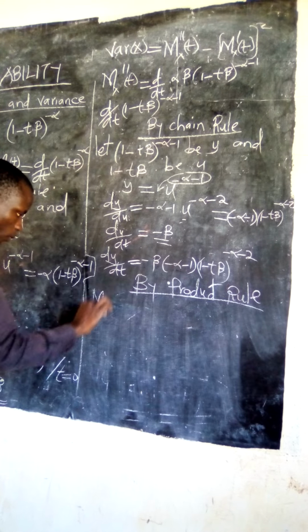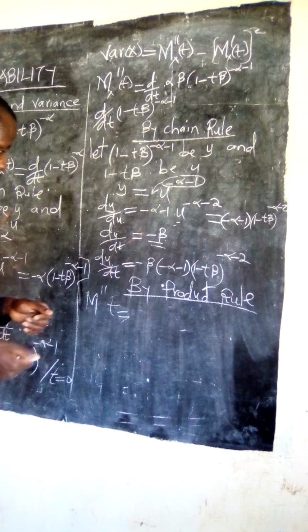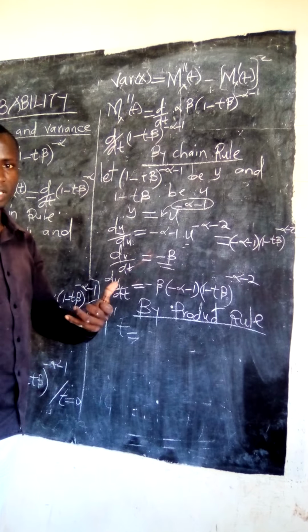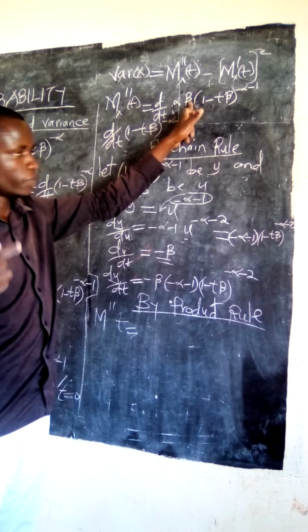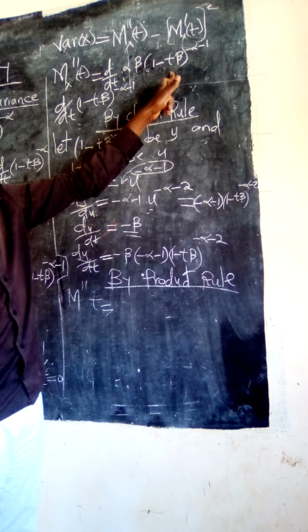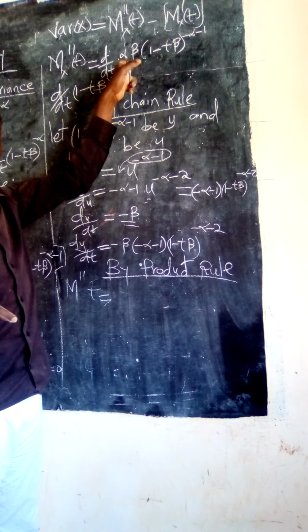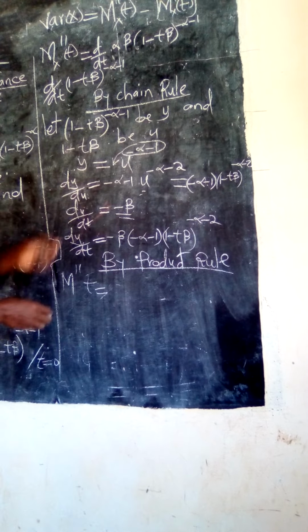my M2(t) now shall be, now come here. Remember, the product rule states that since I have two parts here, you first differentiate the first part while holding the second part constant. Then you hold the first part constant, but you differentiate the second part. That is it. Now let us see.